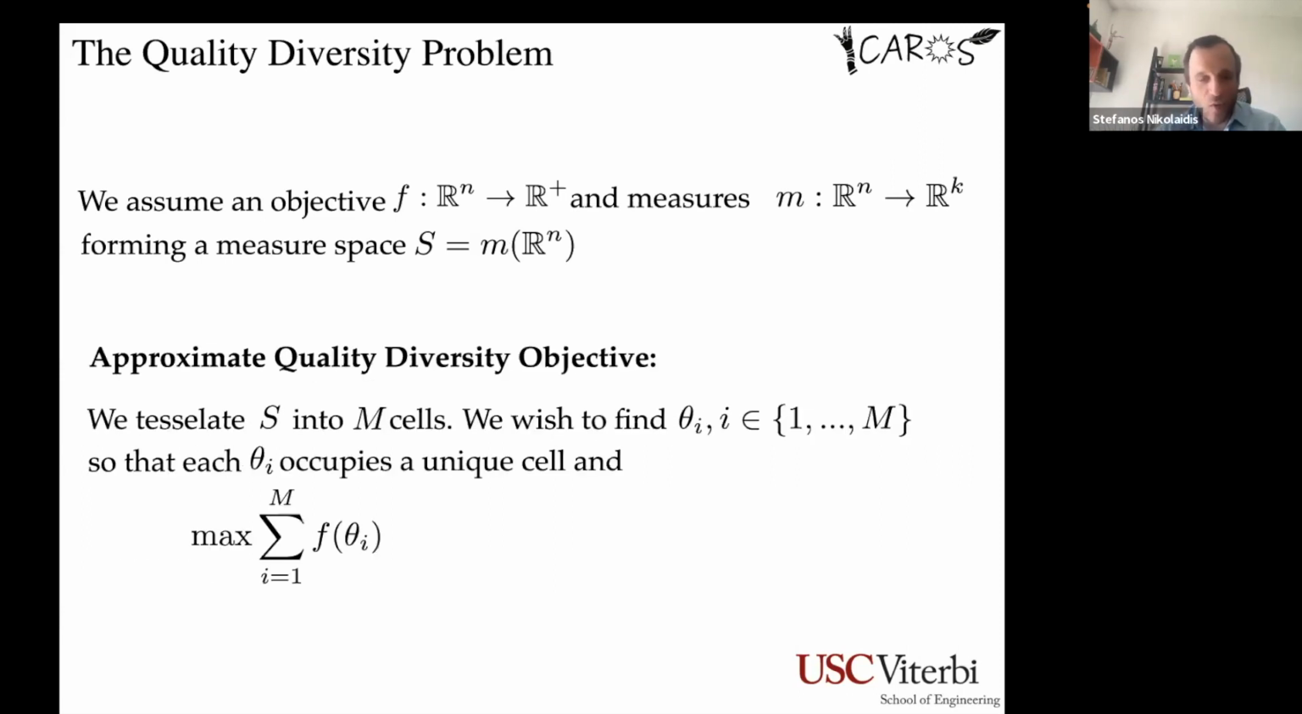And so what many quality diversity algorithms do is they tessellate the space into a number of cells. And then what we try to do is we try to fill in every cell. So we partition the space, we discretize the space into cells. And for every cell, we want to find a solution so that every solution occupies a unique cell and the quality of the solutions is as high as possible. And we want to maximize the number of cells covered, but also the quality of the solutions that cover these cells.